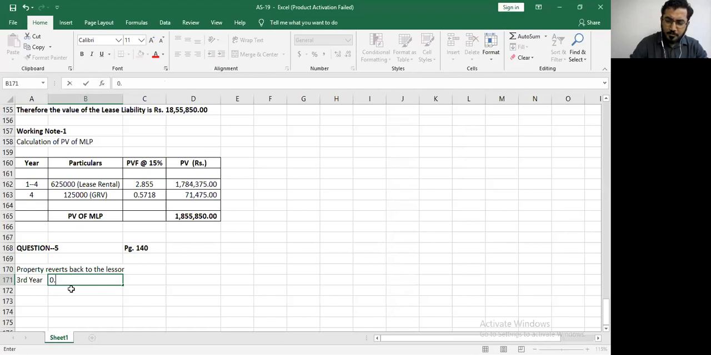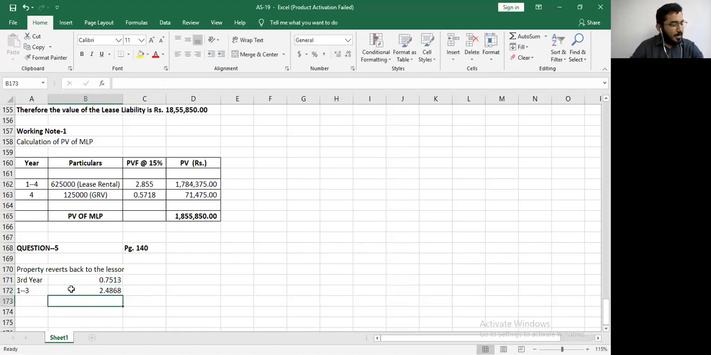They have given you 7513. Okay, look ahead. The present value of an annuity due at the end of the third year at 10% is 2.4868. So for 1 to 3 years, they have given you 2.486. What is to be written in the question? State whether the lease constitutes a finance lease and also calculate unearned finance income.